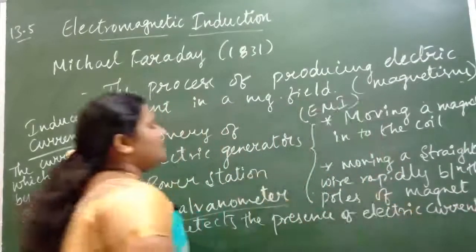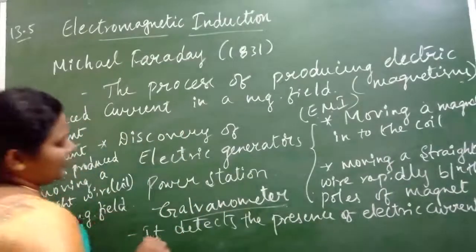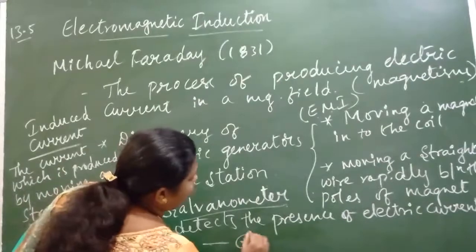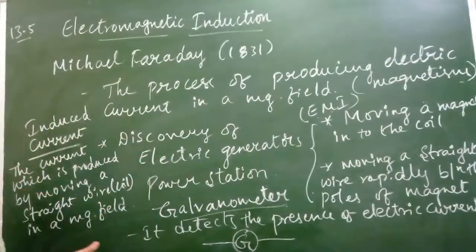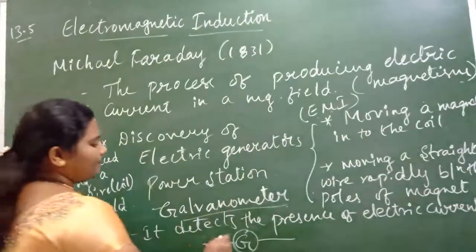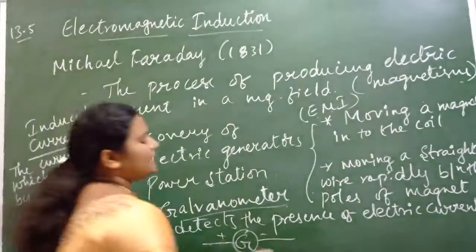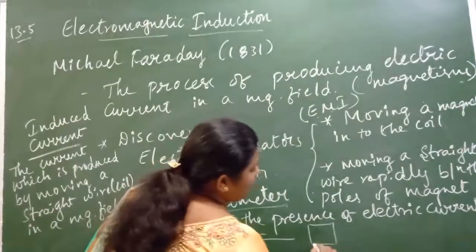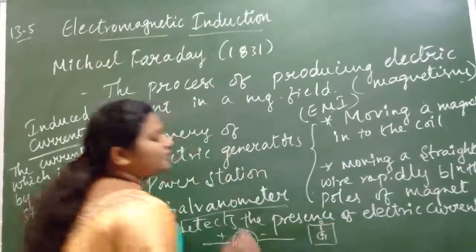Isn't it, children? Generally, a galvanometer should be connected in series. Often it is represented with the letter G. So, this is the galvanometer symbol. And in this device, at the center you will find a pointer that is at the 0 mark.